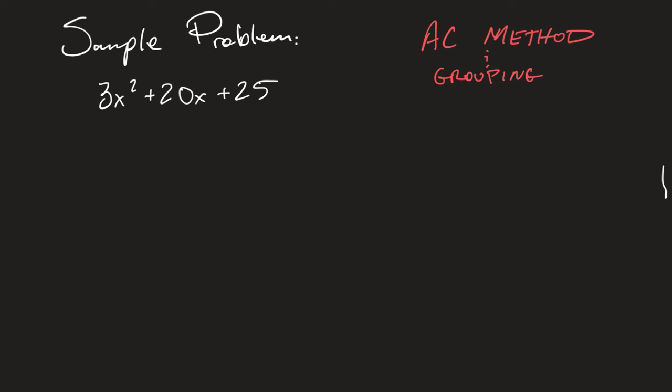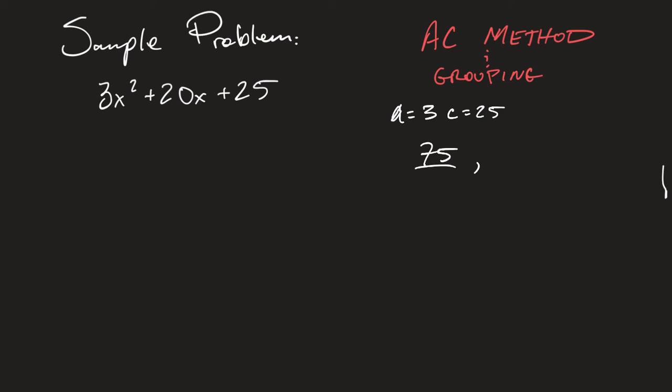Third take. So first thing, here's our trinomial, 3x squared plus 20x plus 25. In order to factor this trinomial, I'm going to multiply A times C. That's why I call it the AC method. And then I'm going to group them together, or split it down the middle. So A is 3, C is 25. When I multiply them together, I get 75.